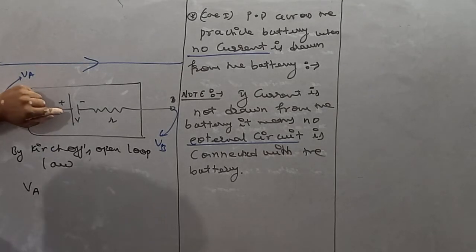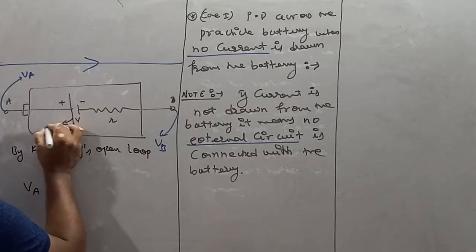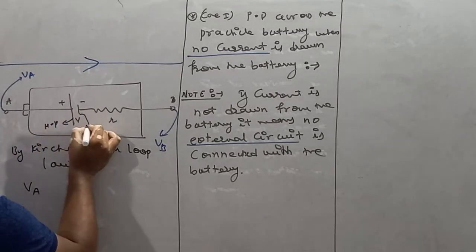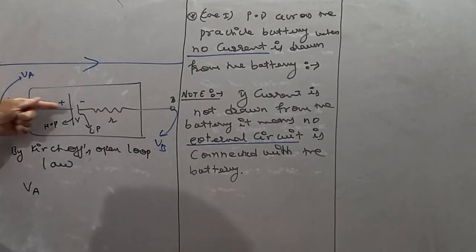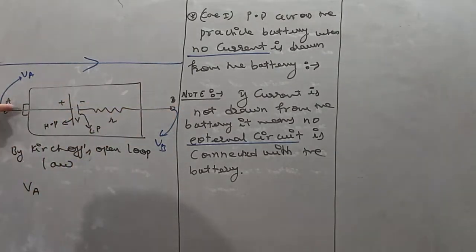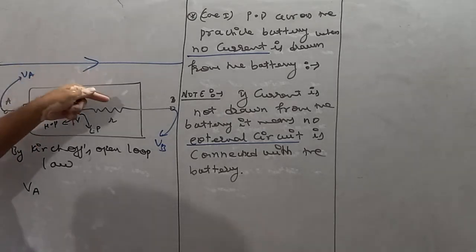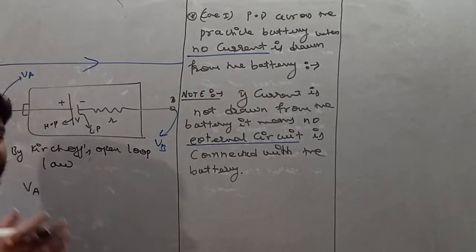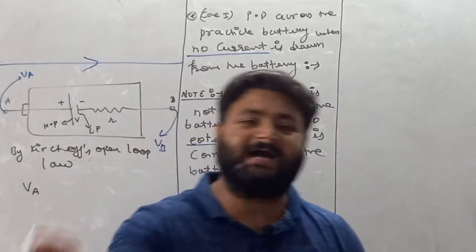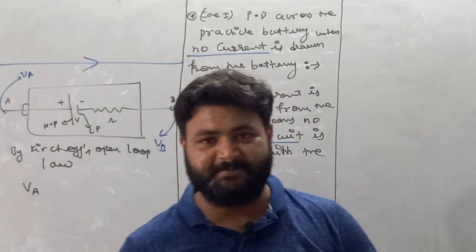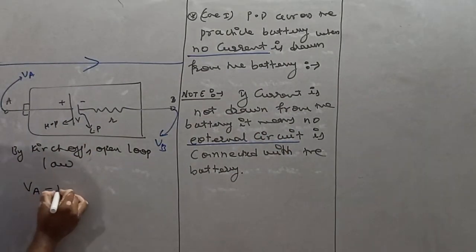Moving forward, I'll encounter a battery. There is a positive terminal, and we know that positive terminal means higher potential and negative terminal means lower potential. So I'm moving from point A towards point B. In my path, the positive terminal comes. I'm moving from positive terminal to negative terminal, so I'm moving from higher potential to lower potential. It means my potential is decreasing. In that case, I'll write minus V.